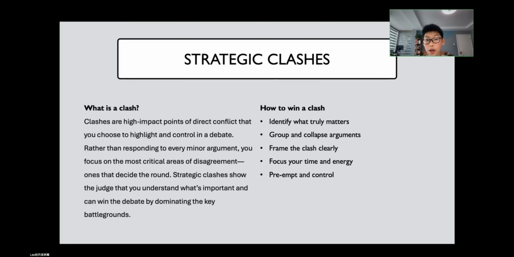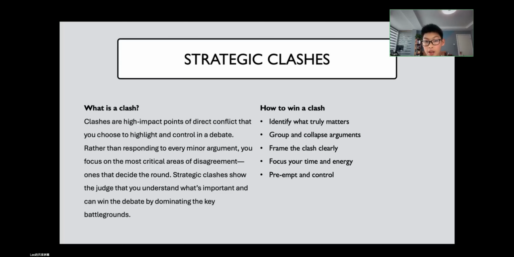You also need to frame your clash clearly. You need to say what the clash is, why you should win it, and why it impacts the debate. It's basically like a rebuttal, but for many arguments. It's for a clash. Focus your time and energy on the most important thing. Like I said before, you can't rebut every minor argument. You need to focus on one or two.